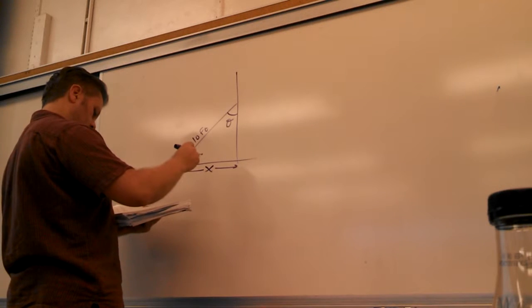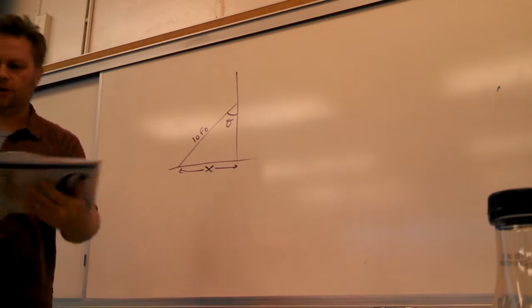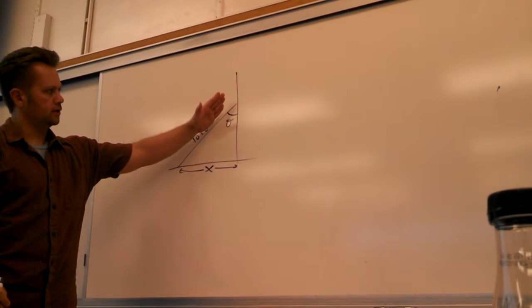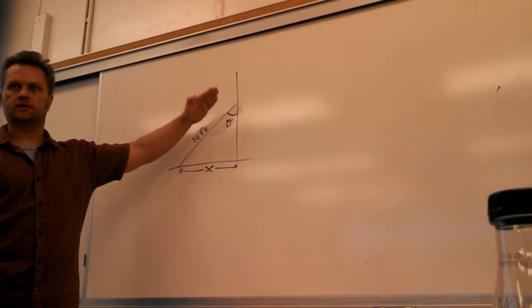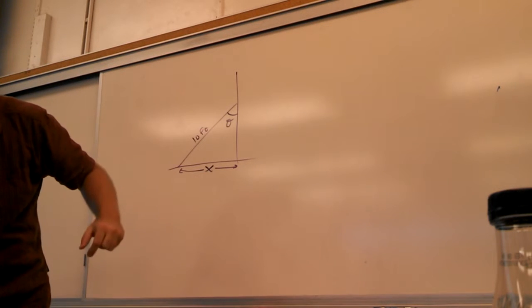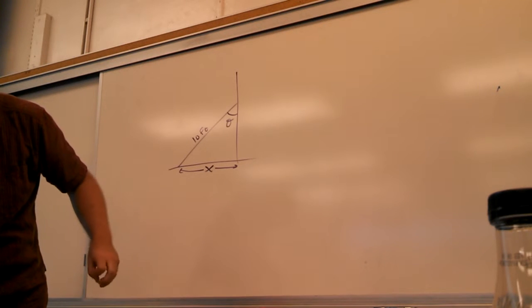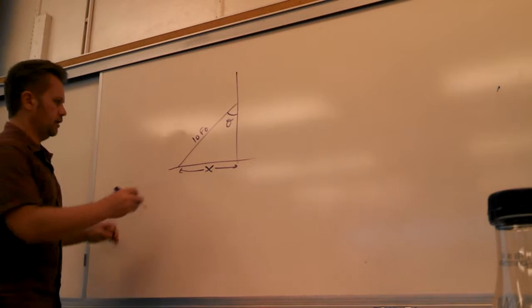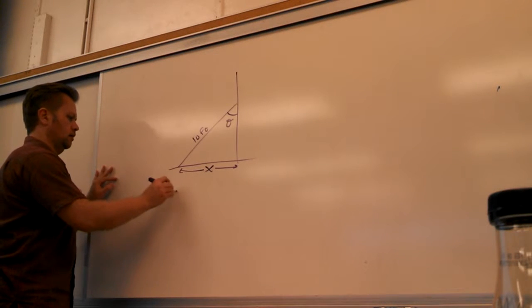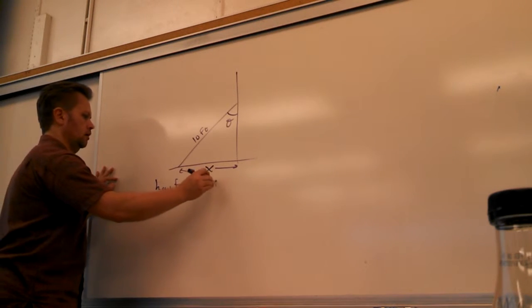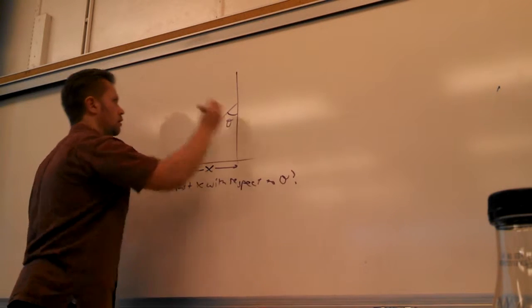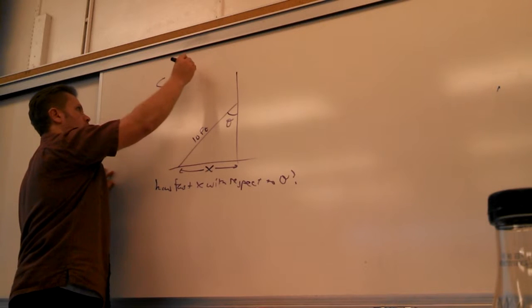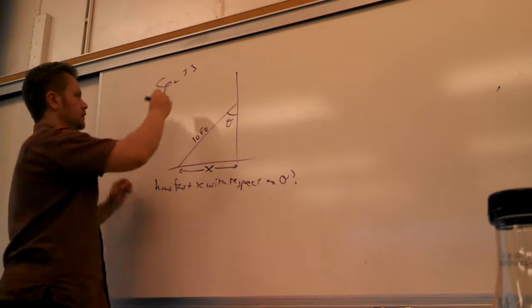Okay. All right. So we got a ladder up against the wall. The ladder starts to slip away from the wall. So this starts to slip down. Starts to slip away from the wall. How fast does x change with respect to theta? This is 3-3 number 37.